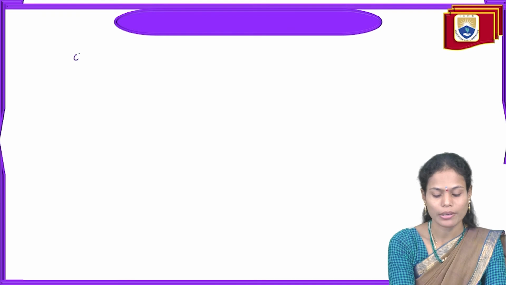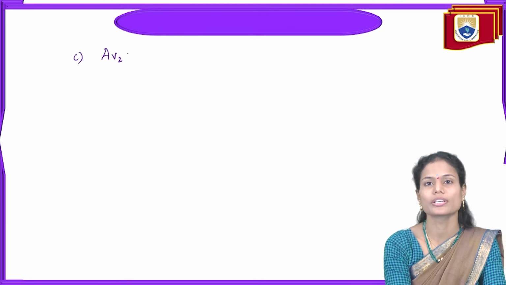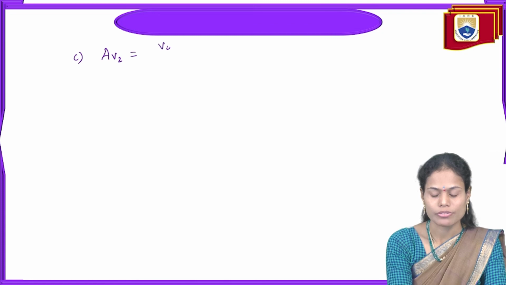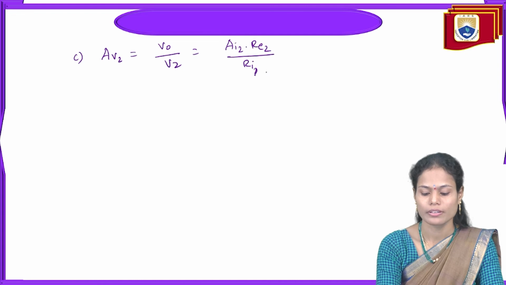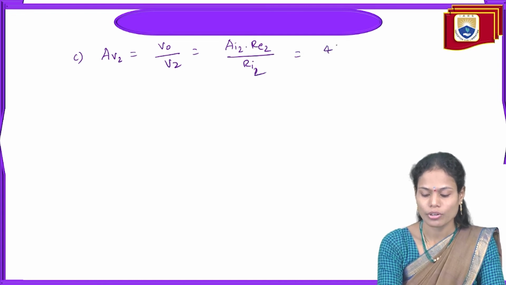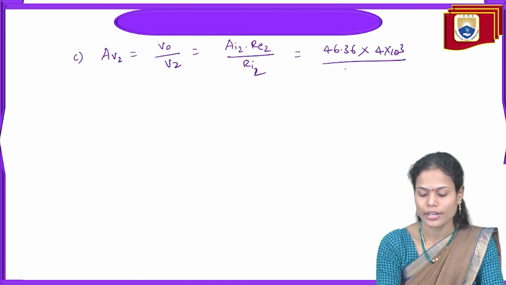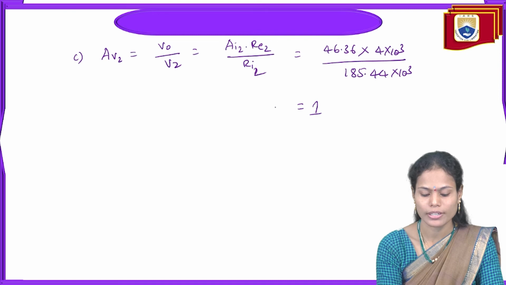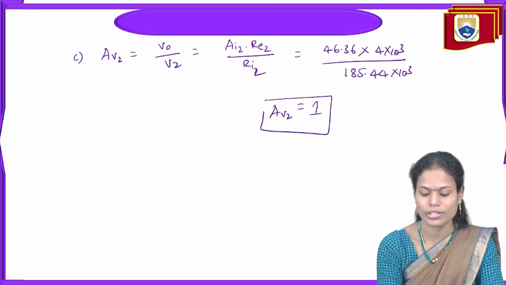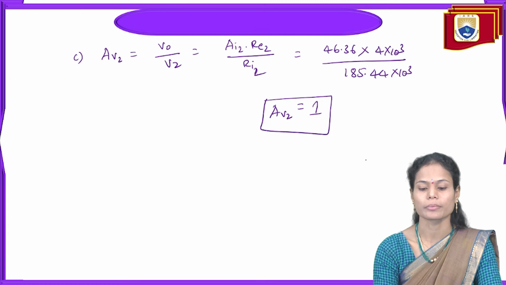And next, the third parameter we need to calculate here is voltage gain AV2, that is V0 by V2, and that is equal to current gain into output resistance by input resistance. So the values are 46.36 is the current gain, RE2 is 4 kilo ohms and RA2 is 185.44 kilo ohms. So this value we will get as approximately 1 here. So the overall voltage gain of the second stage is 1 here.